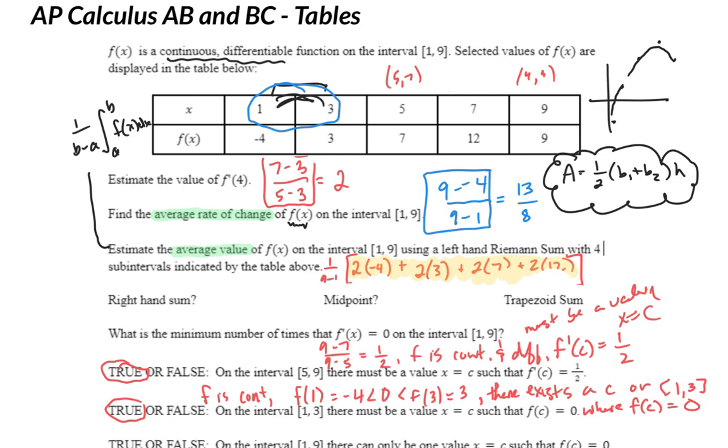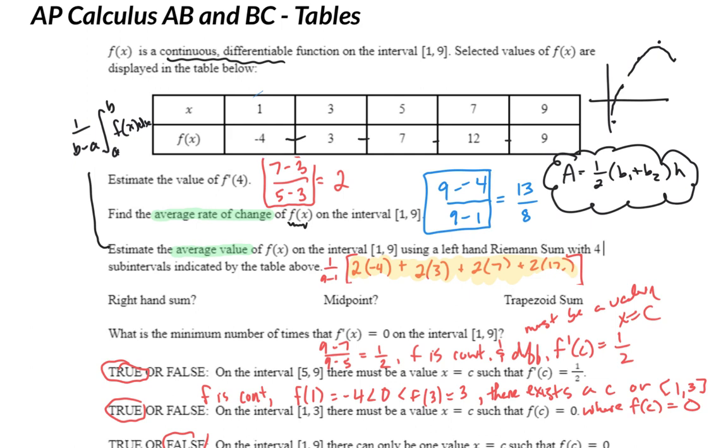Okay? Finally, true or false, on the interval from 1 to 9, there can only be one value such that x equals c. Well, in this case, the answer is false. And the reason it's false is because we have not been told anything about intermediate values in between the y values we were given. We don't know what happened inside here.